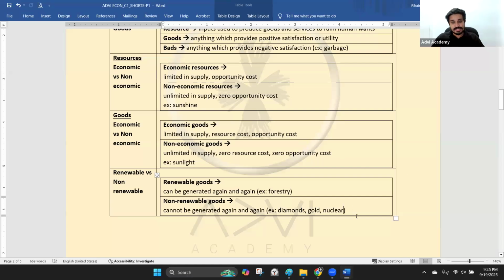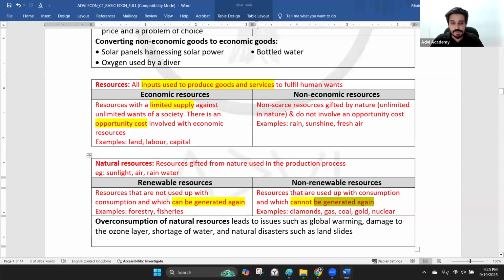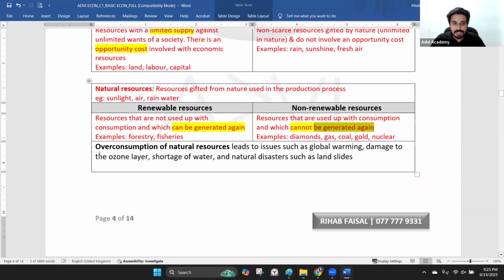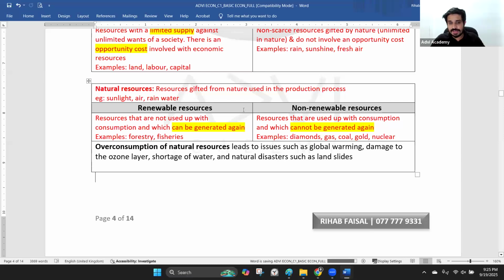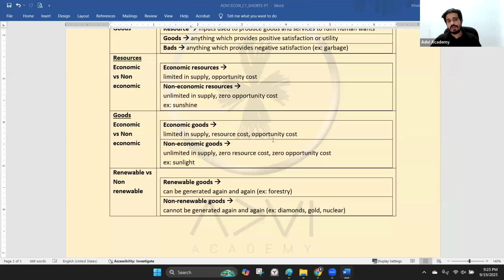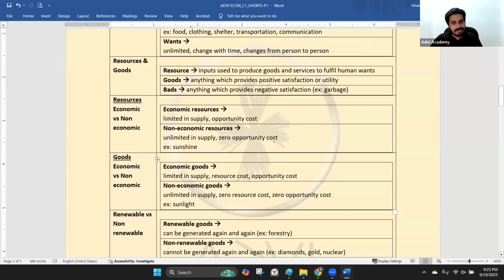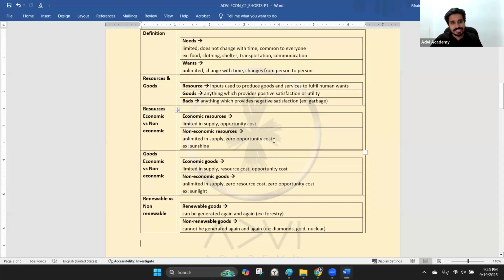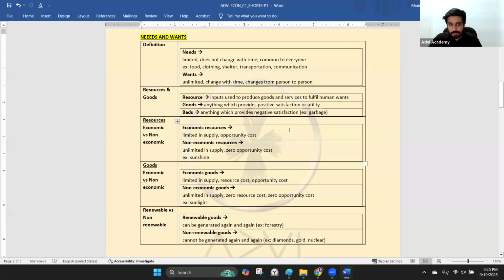If they ask that question, I would love to see this in an MCQ because I'm sure about 70% of you will go wrong. Anyways, overconsumption of natural resources also can happen, which is what leads to global warming and things like that. I'm not adding that to the short note. As far as the short note is concerned, this is all that matters. You can take a screenshot of the second section. We'll take a look very quickly if we have any questions to answer.